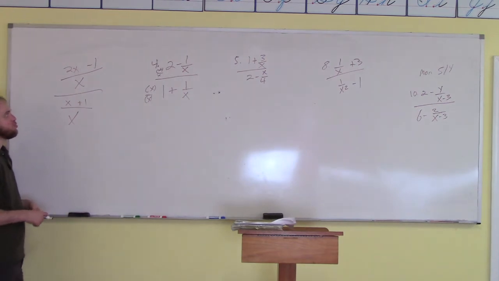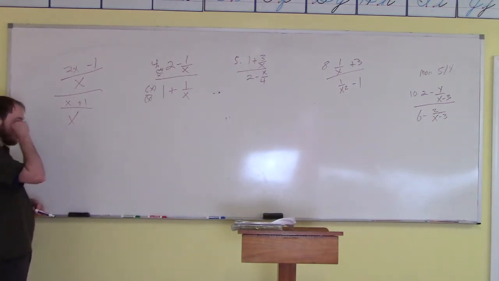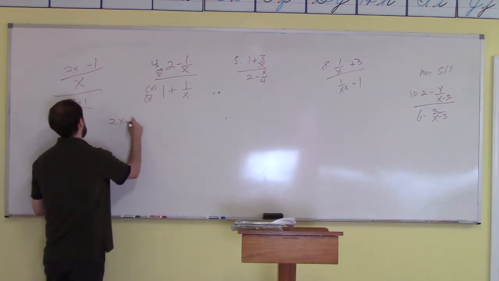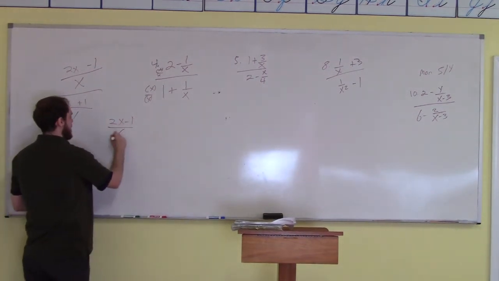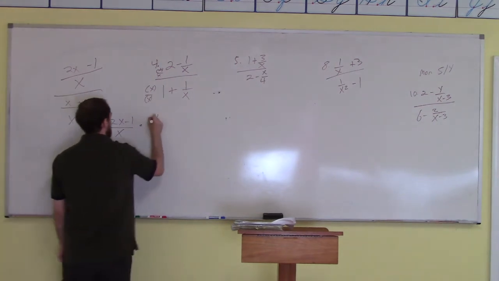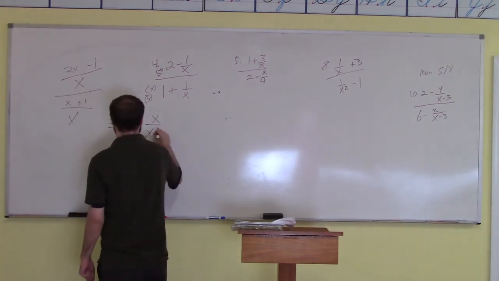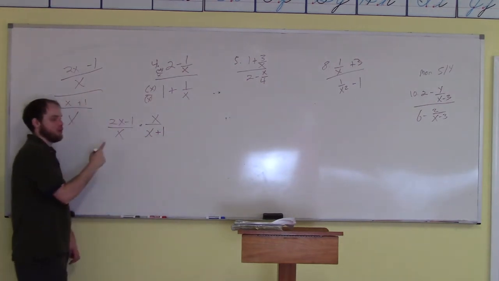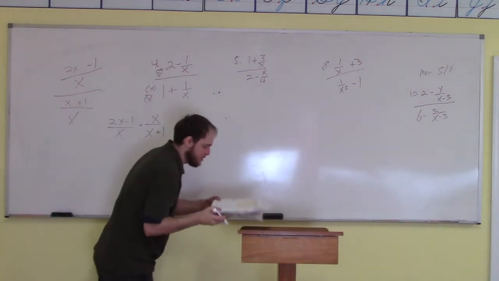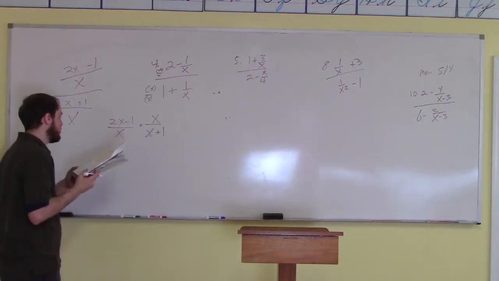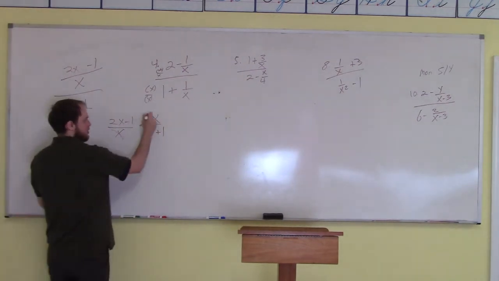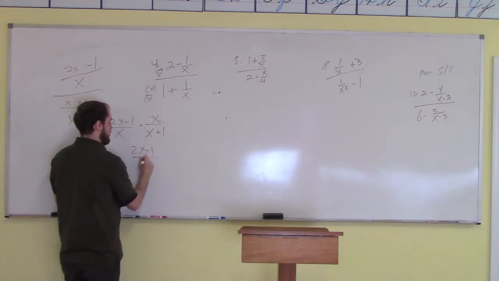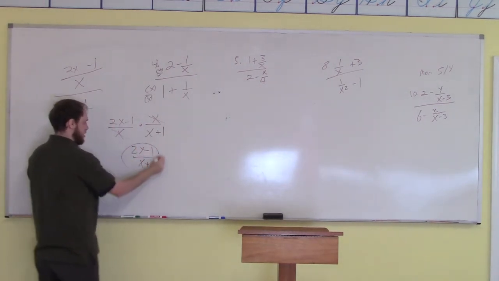So then we get to this step. Now to do this, we're just going to multiply by the reciprocal. And so it's going to be 2x minus 1 over x times x over x plus 1. And so again, what happens here is the x's are going to cancel. And then that leaves you with just 2x minus 1 over x plus 1 as your answer.